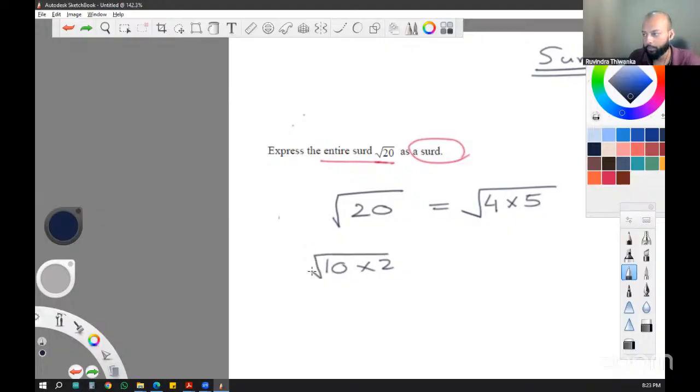I'll show you why. In here, you can see 4. We learned this is a perfect square number. But can you see any perfect square numbers here? 10 times 2 basically makes 20, but this does not contain a perfect square number. So in that case, we have to write the surds with a perfect square number inside. So we'll take this one.